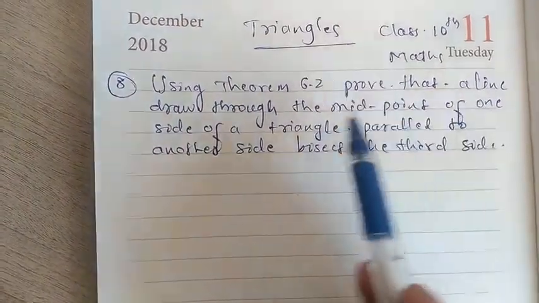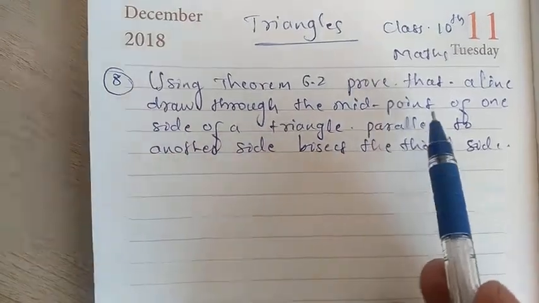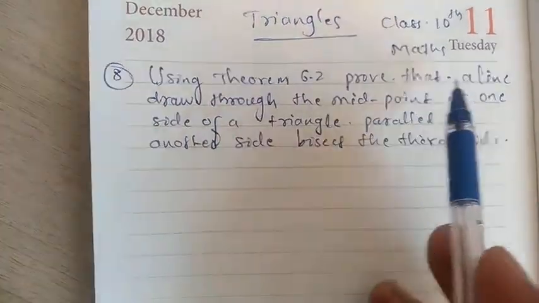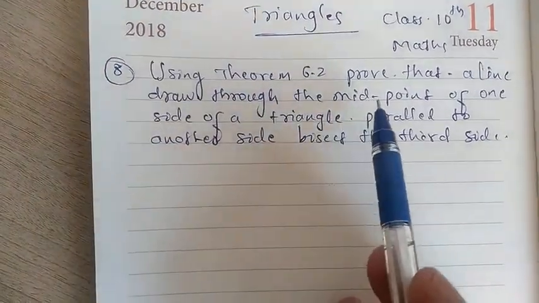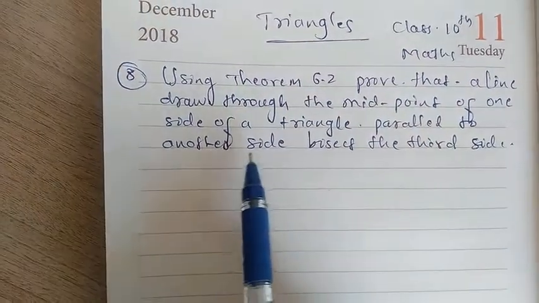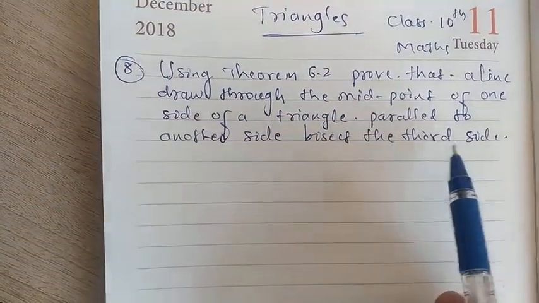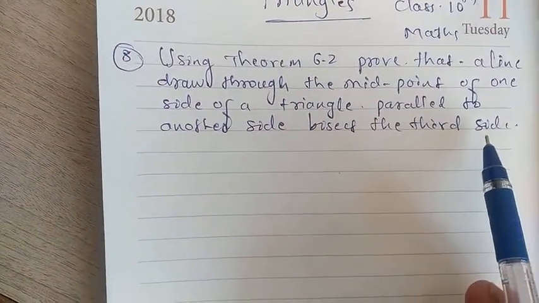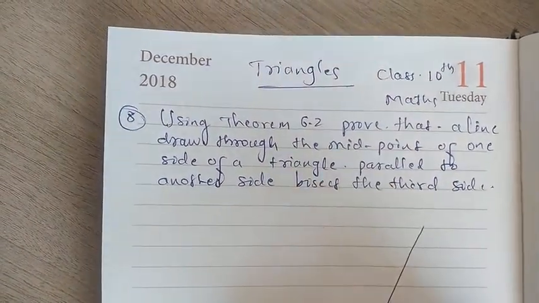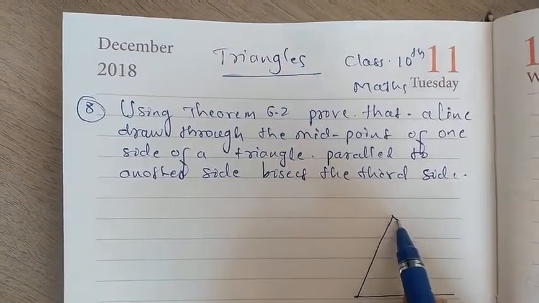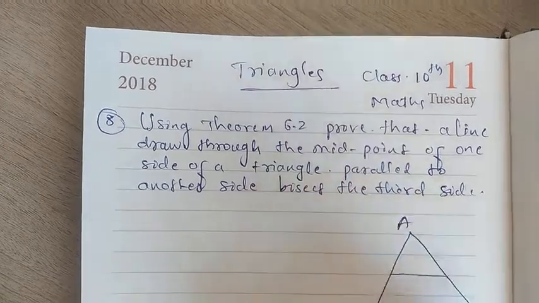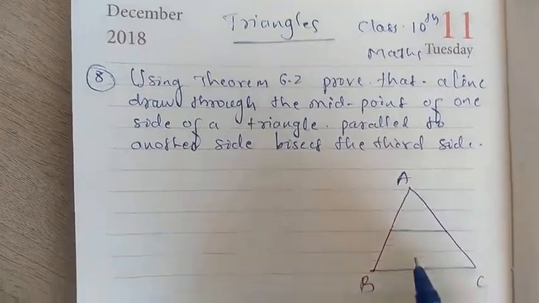Prove that a line drawn through the midpoints of one side. See what the question is. Prove that a line drawn through the midpoint of one side of a triangle parallel to another side bisects the third side. See here, they have given one triangle. You have to draw one line parallel to any one side of the triangle. Give the triangle the name ABC.